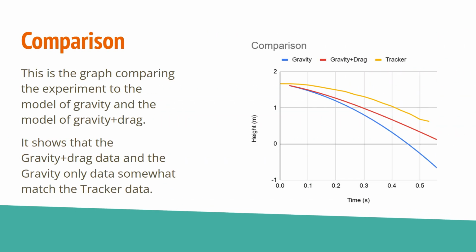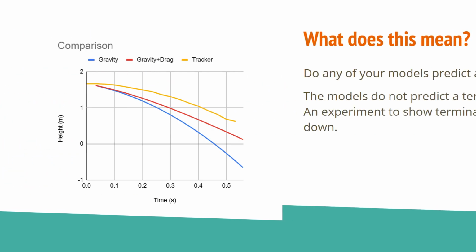Comparison. This is the graph comparing the experiment to the model of gravity and the model of gravity plus drag. Now it shows that the gravity plus drag data and the gravity only data somewhat match the tracker data, and this is due to possible sources of error that will be discussed later.